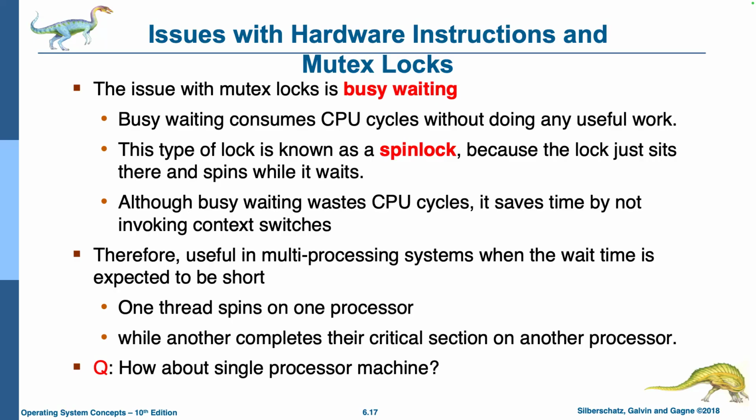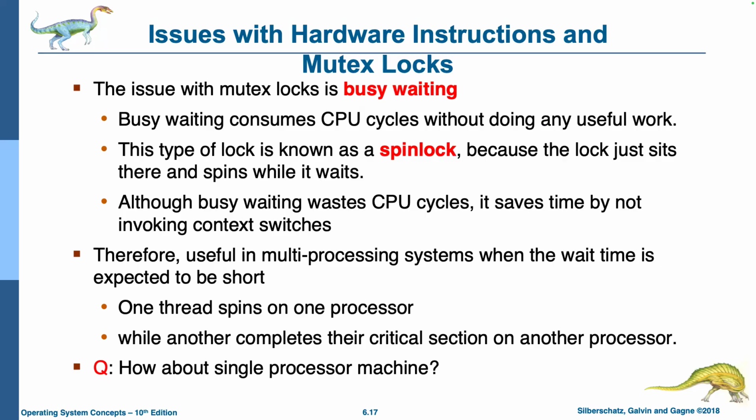So one is the spin lock. Busy waiting means spin lock. Busy waiting consumes CPU cycles without doing anything useful. With the spin locks, the thread will spin locally, always checking. Once the thread is unlocked, the other thread will see it. It's called a spin lock because the thread just spins while waiting. Later we'll show the code of spin lock.